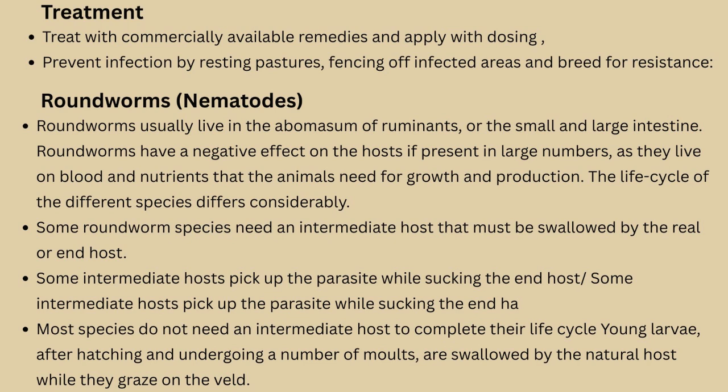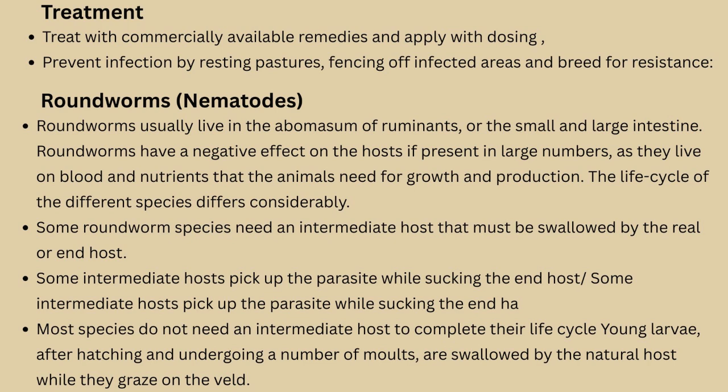Roundworms, nematodes. Roundworms usually live in the abomasum of ruminants, or the small and large intestine. Roundworms have a negative effect on the host if present in large numbers, as they live on blood and nutrients that the animals need for growth and production. The life cycle of the different species differs considerably.